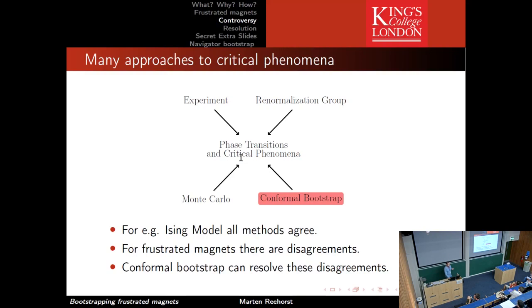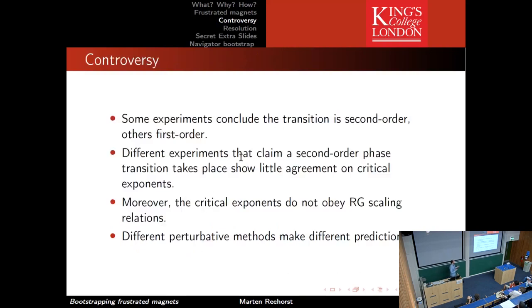So for the frustrated magnets, there's disagreement, there's controversy, and I will explain how the conformal bootstrap can resolve this. But first, what is the disagreement? First of all, the experimentalists aren't in agreement. Different groups claim different results.